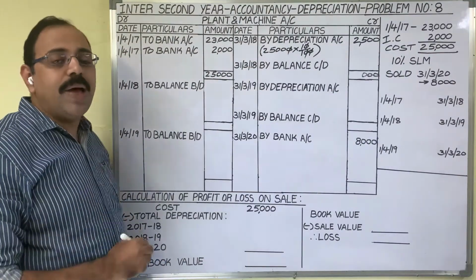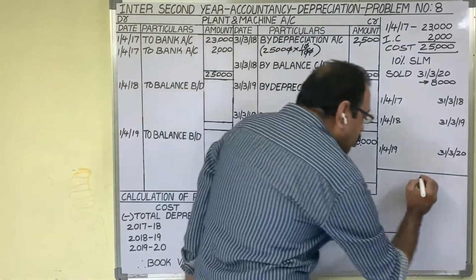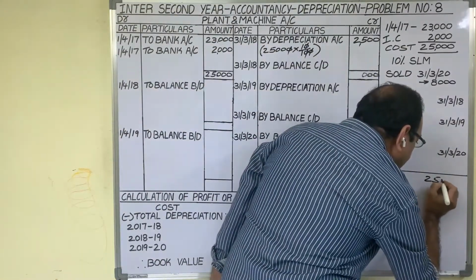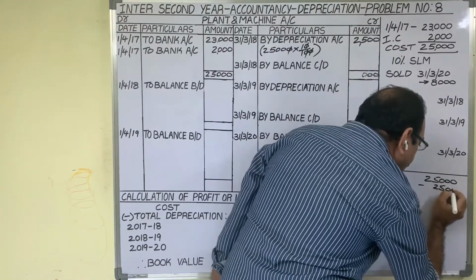Then find out the balance carried down. Debit total 25,000 rupees minus credit total 2,500.